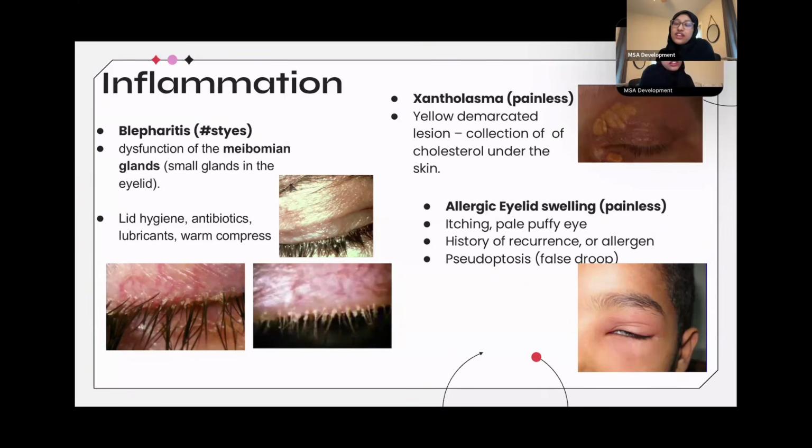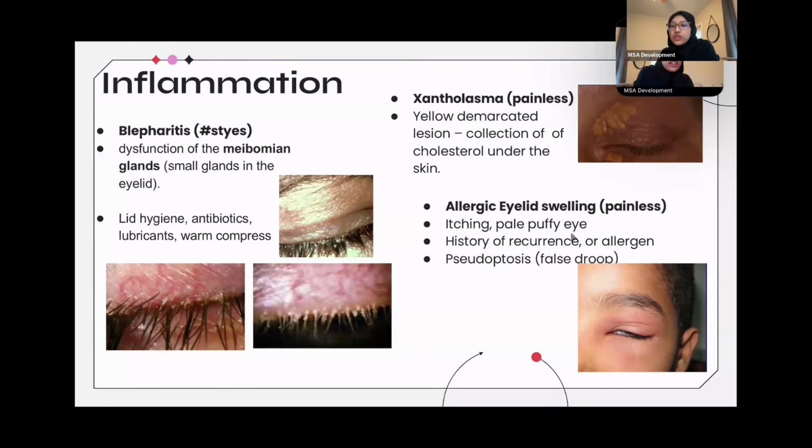Other benign conditions in the eyelid are these yellow growths. They look like fat, right? They are painless growths of cholesterol in someone who has uncontrolled high cholesterol. This is called xanthelasma. And then here, what does this remind you of? This reminds you of someone who had an allergic reaction, right? Because that is how we react to allergies or anaphylaxis, for example.